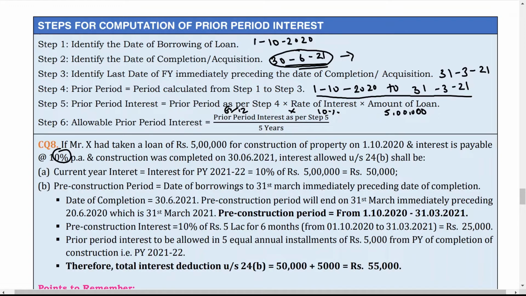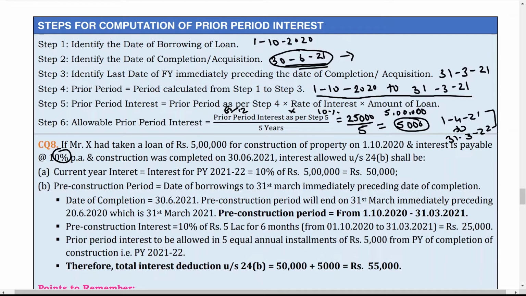Step number 6 is very important. Whatever interest you got, let us say you have got 25,000 here. So this 25,000 is divided by 5. So 5,000 is available in the year when construction gets completed. That means from 1st April 2021 to 31st March 2022, this is the first year in which you will get this 5,000.